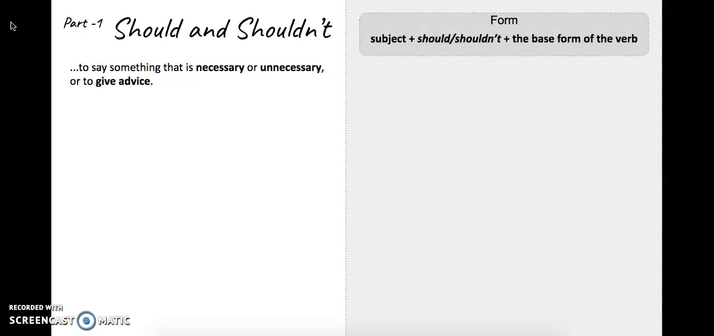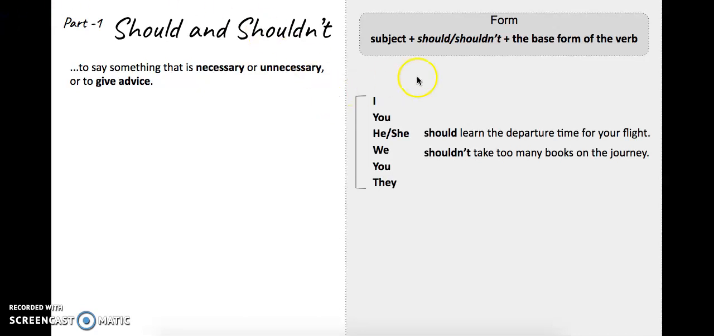Here is the form that we're going to be using with should and shouldn't. So you'd need to have the subject first, then you would include should or shouldn't, plus the base form of the verb. So for example, you would have any of these pronouns, I, you, he, she, we, you or they, plus should or shouldn't, and then the base form of the verb. So in this case, I should learn. So that would be subject, should or shouldn't, plus the base form of the verb. I should learn the departure time for your flight.